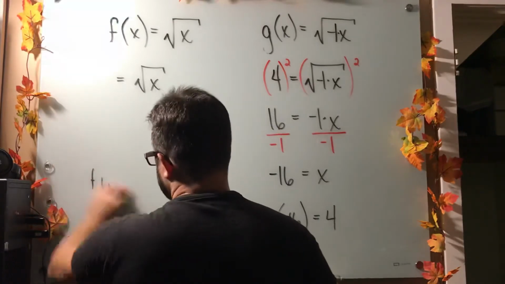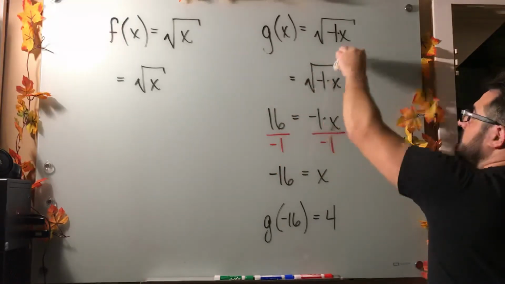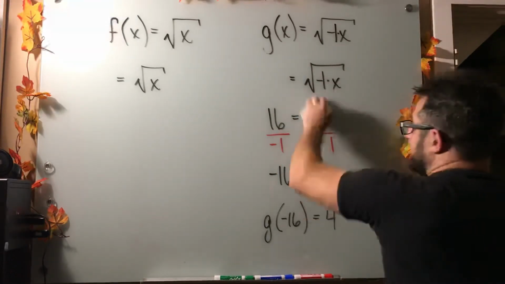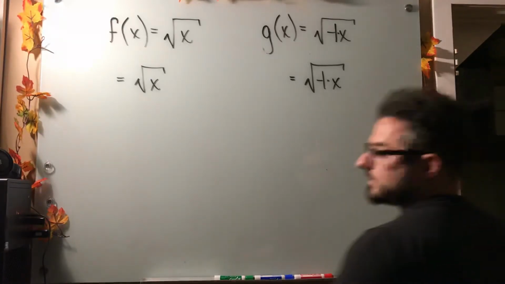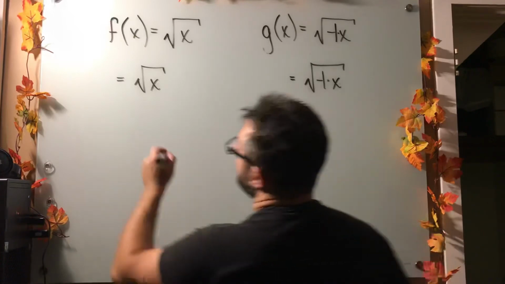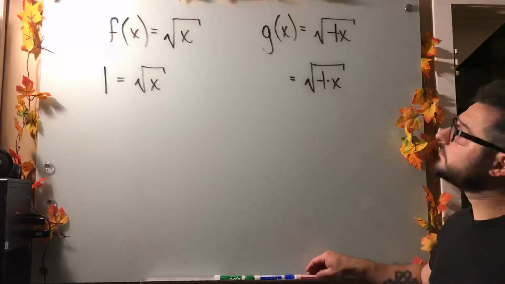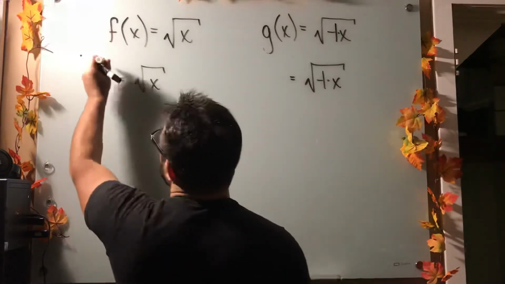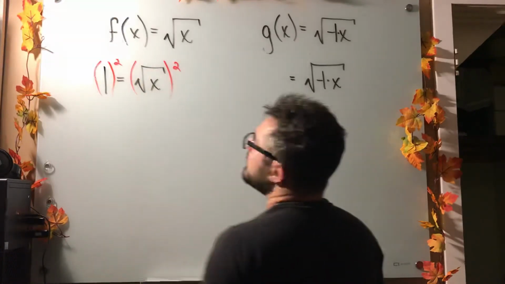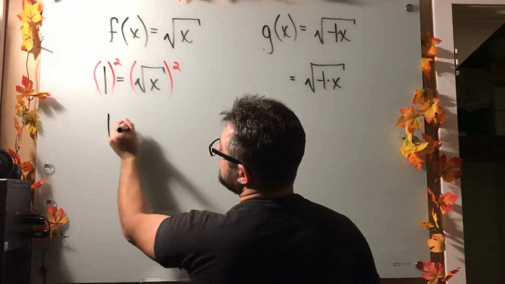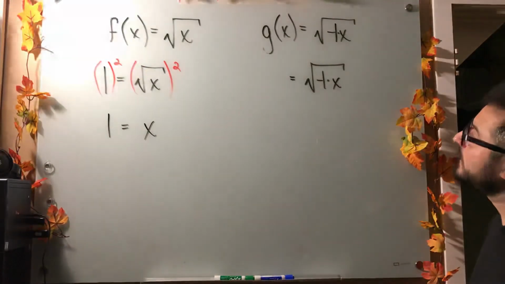But let's try it again and see what happens here. So again, we're going to choose the same output value for both, because a horizontal transformation should have no effect on the y-coordinates at all. So this time I'll pick something a little bit smaller. How about 1? Simple enough. Once again, we solve for x, and not surprisingly, x is equal to 1.